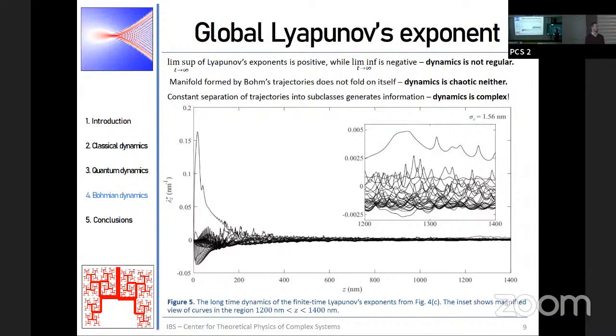Why? Well, an essential ingredient to form chaos, you need to have a manifold that stretches and folds on itself, but you do it in such a way that you have a positive Lyapunov exponent. Well, we don't have stretching and folding of a manifold made of Bohm trajectories, they must remain parallel, and this is their definition. So it's not chaotic, and we know that quantum systems are not chaotic. But I think we can think of this system as complex.